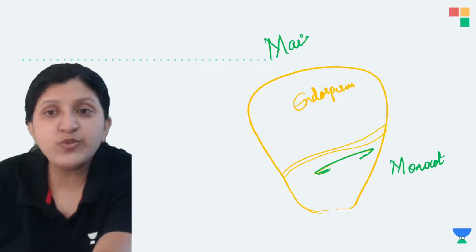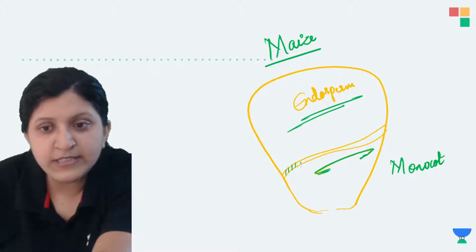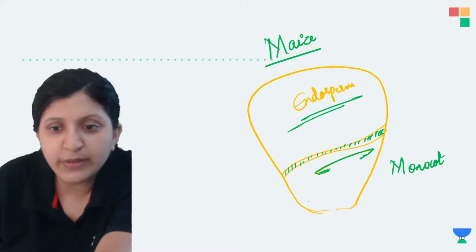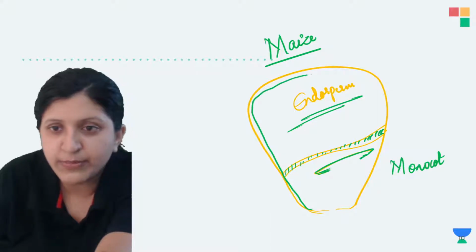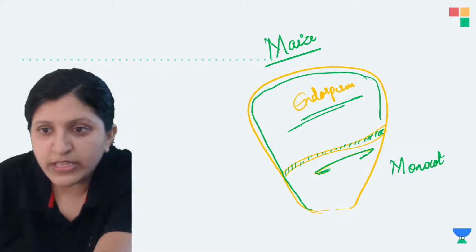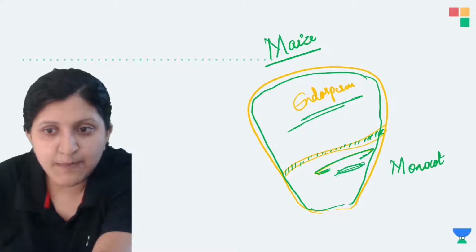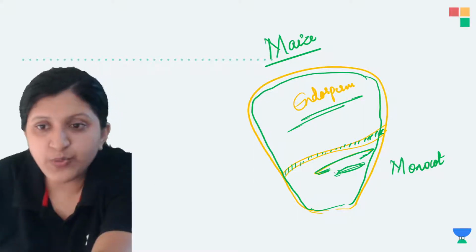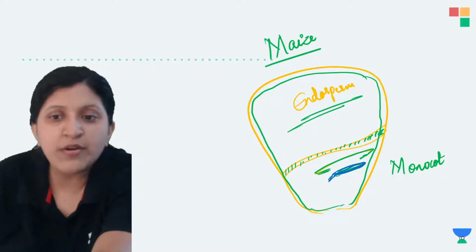So in maize, what is the condition? Endosperm is there. This endosperm is a nutritive tissue, and here a starch layer will be there. There is one more covering as such, a proteinaceous covering on the outside, and here you can find the embryo. Let me just change the color. This one is the embryonal axis, which is going to develop into a radicle and a plumule.